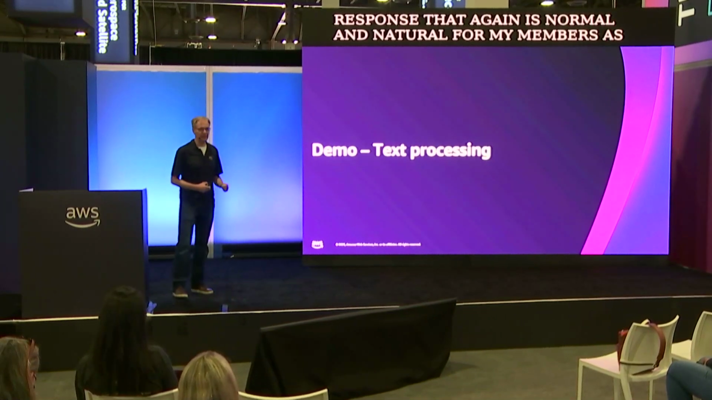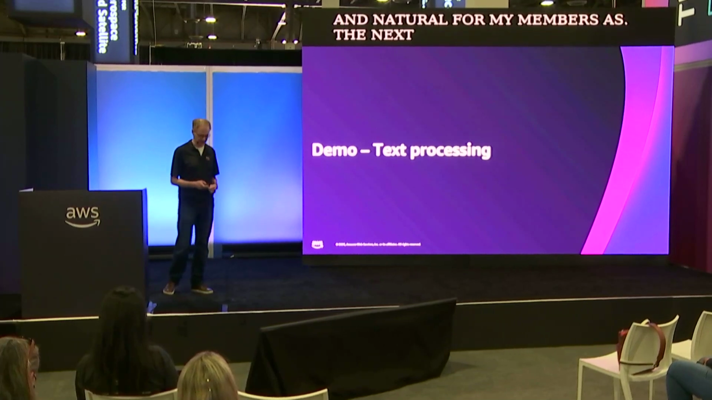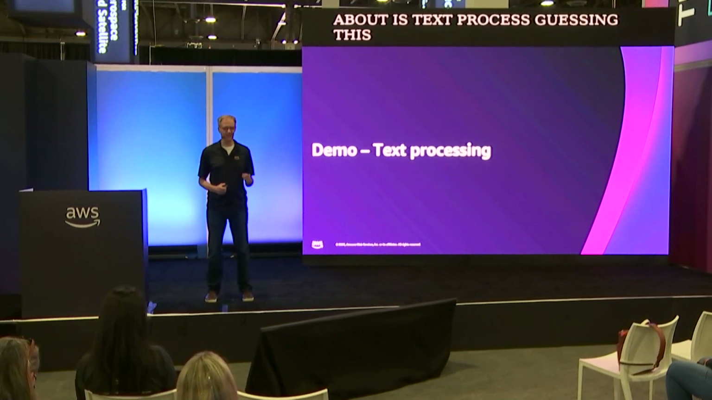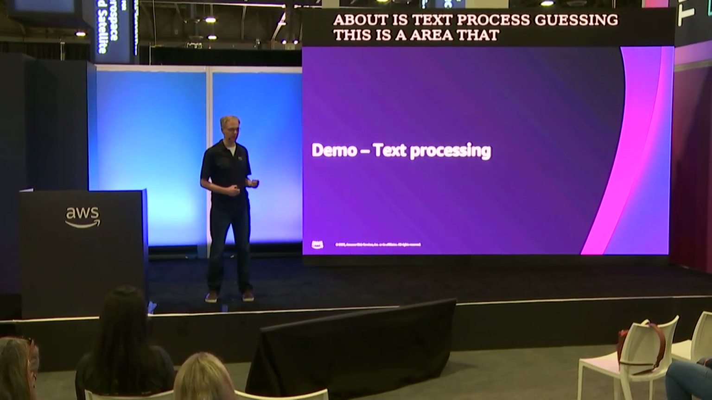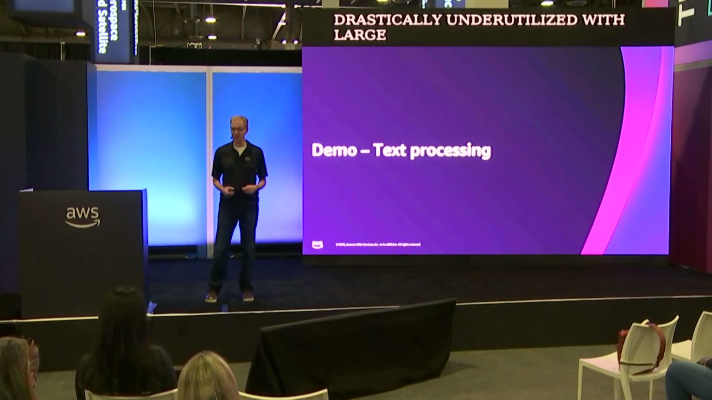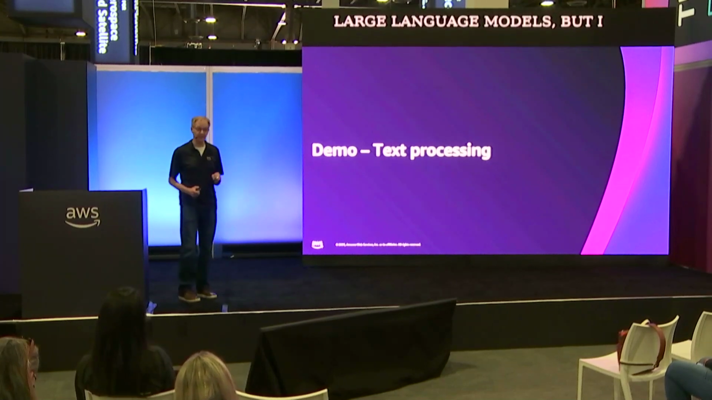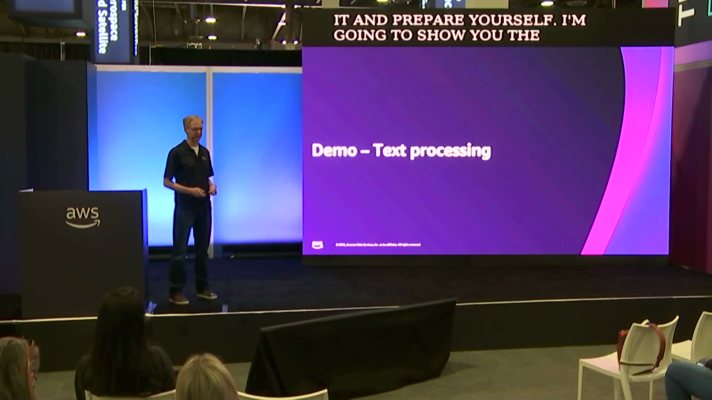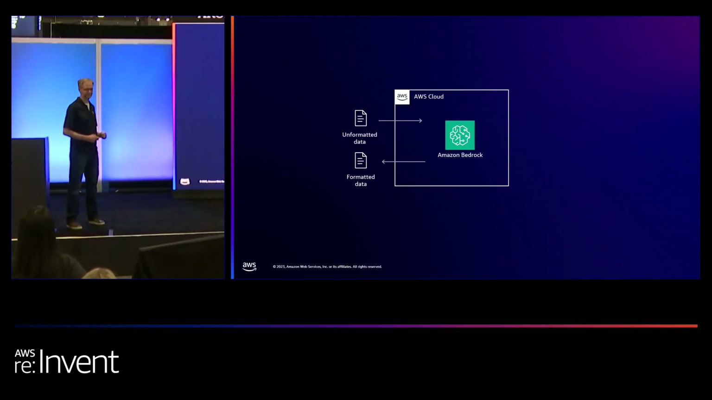The next example I want to talk about is text processing. This is an area that I think is drastically underutilized with large language models, but I think there's a lot of power to it. And prepare yourself, I'm going to show you the simplest architecture diagram that you will see at re:Invent this week. Okay? All right, so I'm using one service.